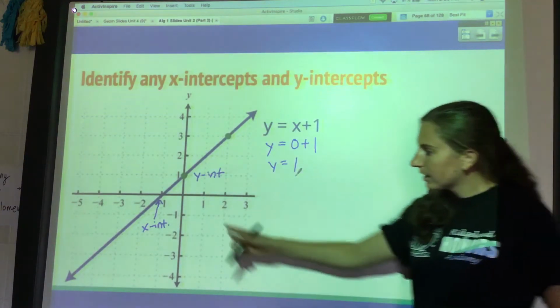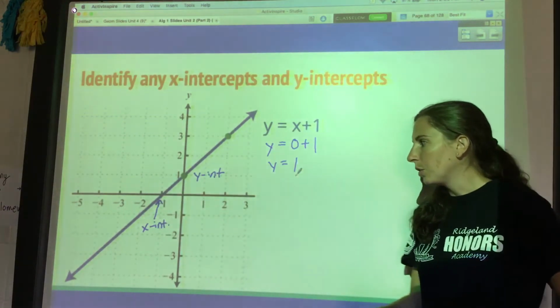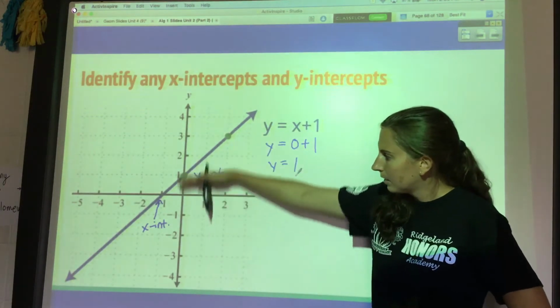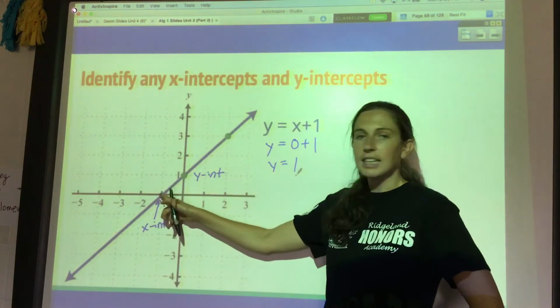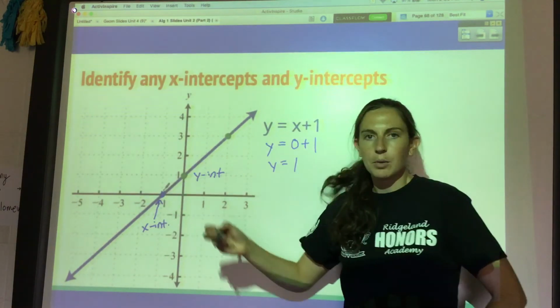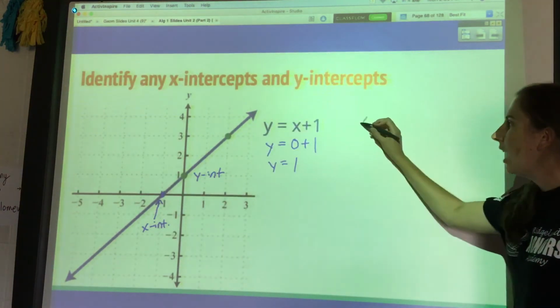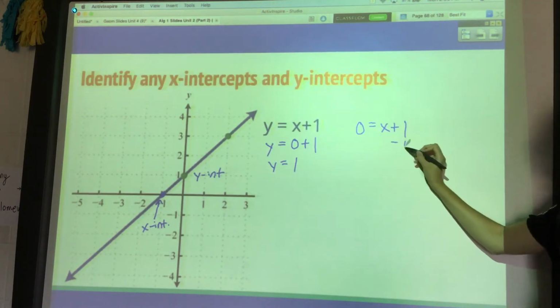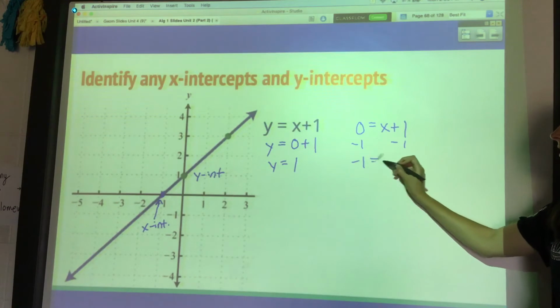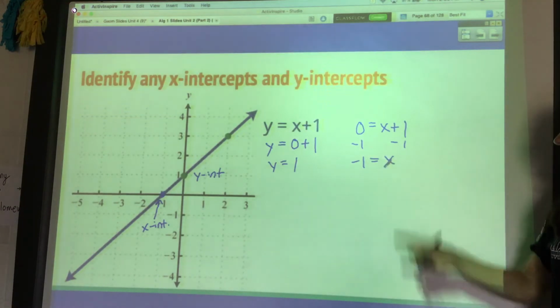If you want to find the x-intercept, it's the opposite. So if you plugged in 0 for y, wherever y is 0, it happens right on the x-axis. So let's see if that works. If I put in 0 for y, what is x? Subtract 1 from both sides. It's -1. So that's the x-intercept.